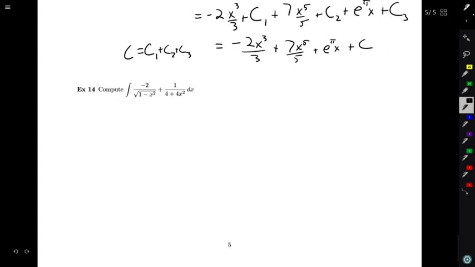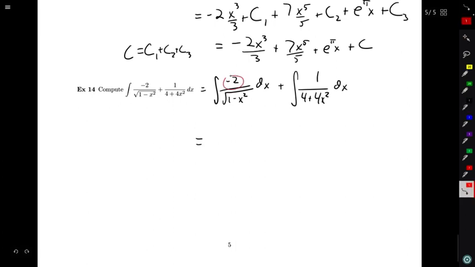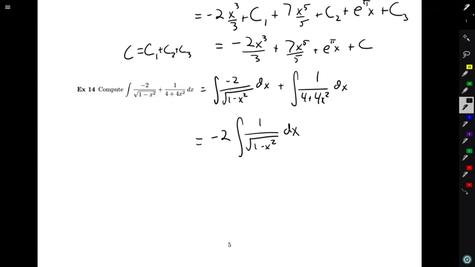So here, maybe first what I want to do is use my sum rule and break this up into two pieces. So this is the integral of minus 2 over square root 1 minus x squared dx plus the integral of 1 over 4 plus 4x squared dx. Here in this first term, this minus 2 in my numerator, well, I'd like it if it were a 1, because I know what to do if there's a 1 in the numerator. So maybe I'll just factor that minus 2 out front of the integral. Minus 2 times the integral of 1 over root 1 minus x squared dx. So I'm applying my constant multiple rule there.